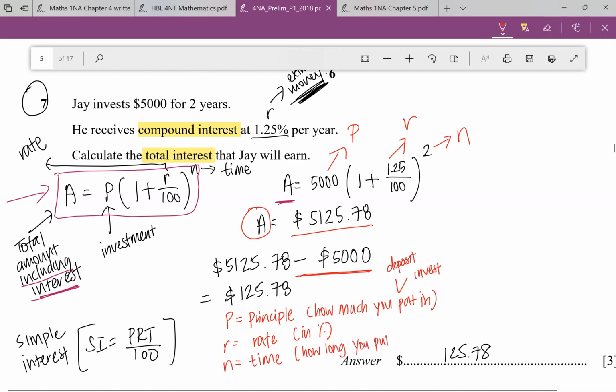For money, it is 2 decimal places. Correct, you don't need to round up. Just 2 DP.